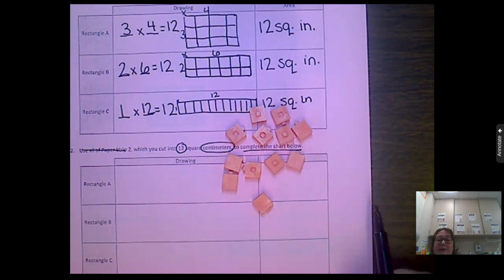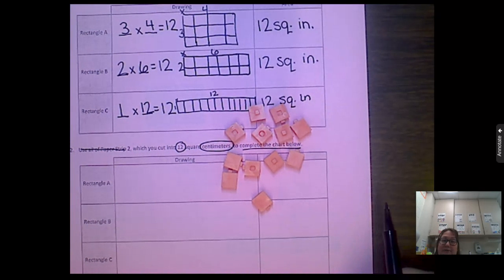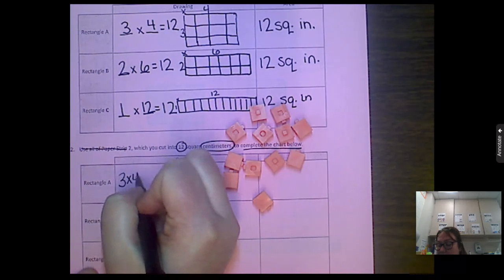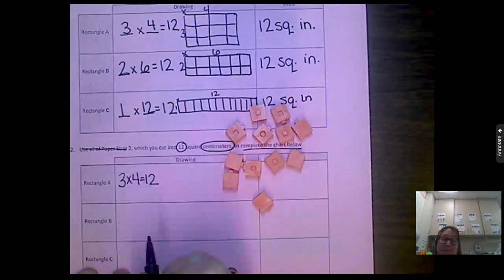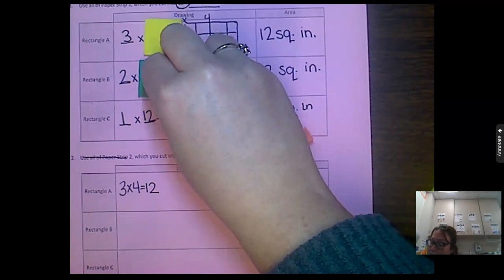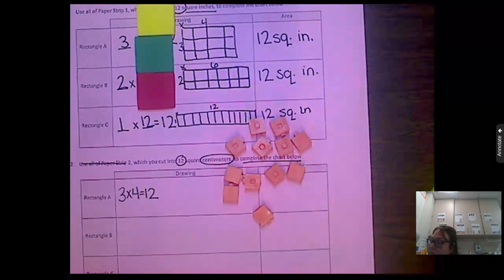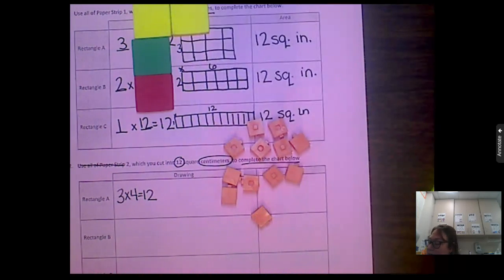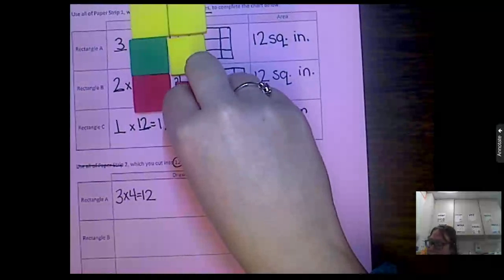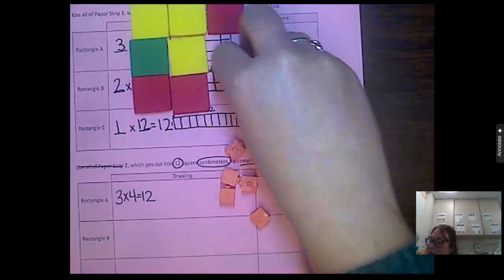So we want to make 3 rectangles that have an area of 12 square centimeters this time. So for rectangle A, could we still do 3 times 4 equals 12? Absolutely. But first, and I'm going to show you this, and you do this too, rebuild that 3 times 4 rectangle at the top of your paper with your 12 square inch tiles. If you need to pause it to do that real quick, you can do that.